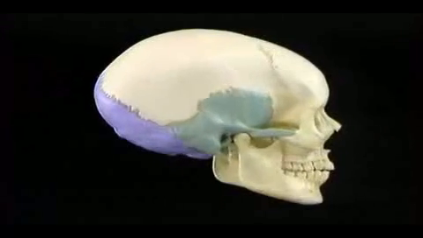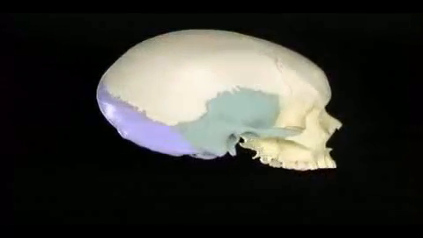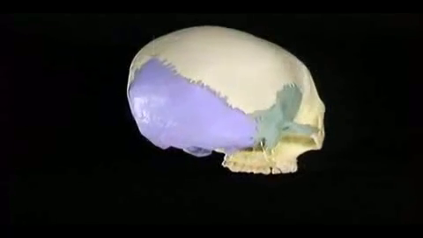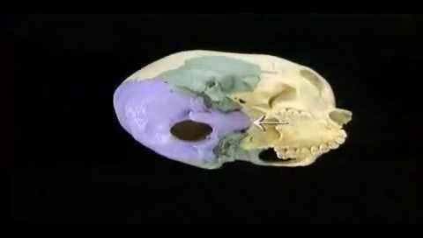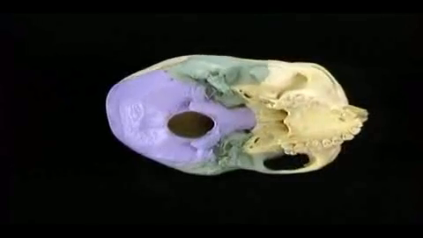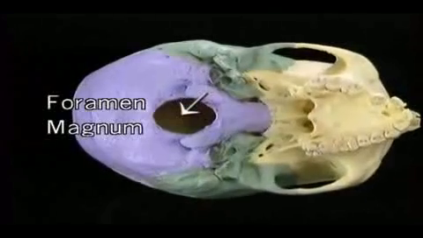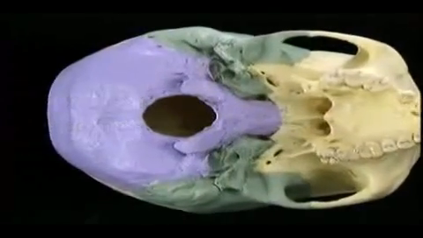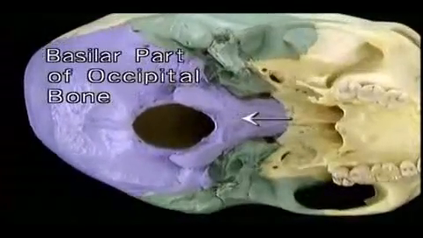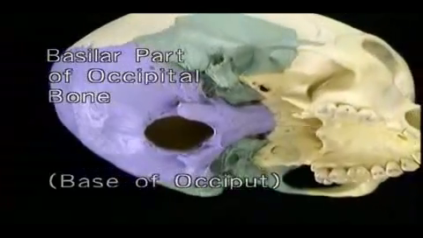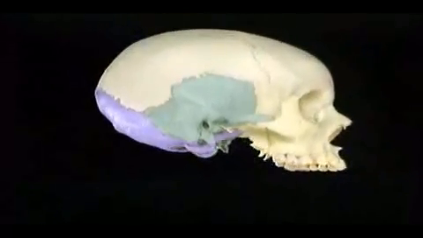To see the full extent of the occipital bone, we'll take the mandible out of the picture. The occipital bone extends all the way from here at the back to here underneath. The most striking feature of the occipital bone is this large opening, the foramen magnum, through which the spinal cord and its accompanying structures pass. The part of the occipital bone in front of the foramen magnum is called the basilar part, often referred to as the base of the occiput. The two temporal bones converge on it from each side. We'll look at them in a minute.